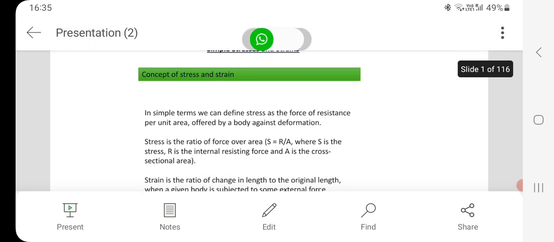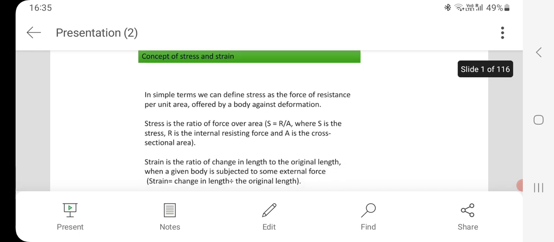In simple terms, we can define stress as the force of resistance per unit area offered by a body against deformation. Stress is the ratio of force over area, S equal to R by A, where S is the stress, R is the internal resistance force, and A is the cross-sectional area.